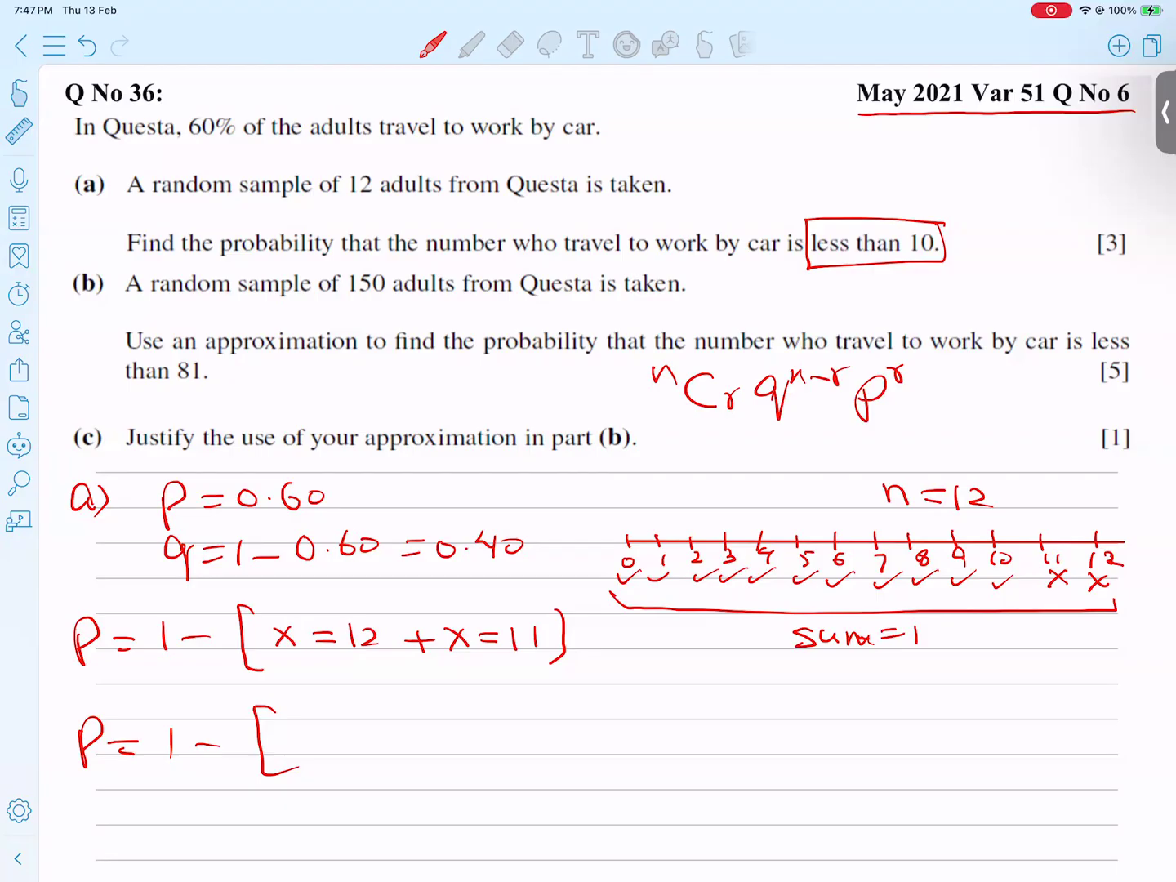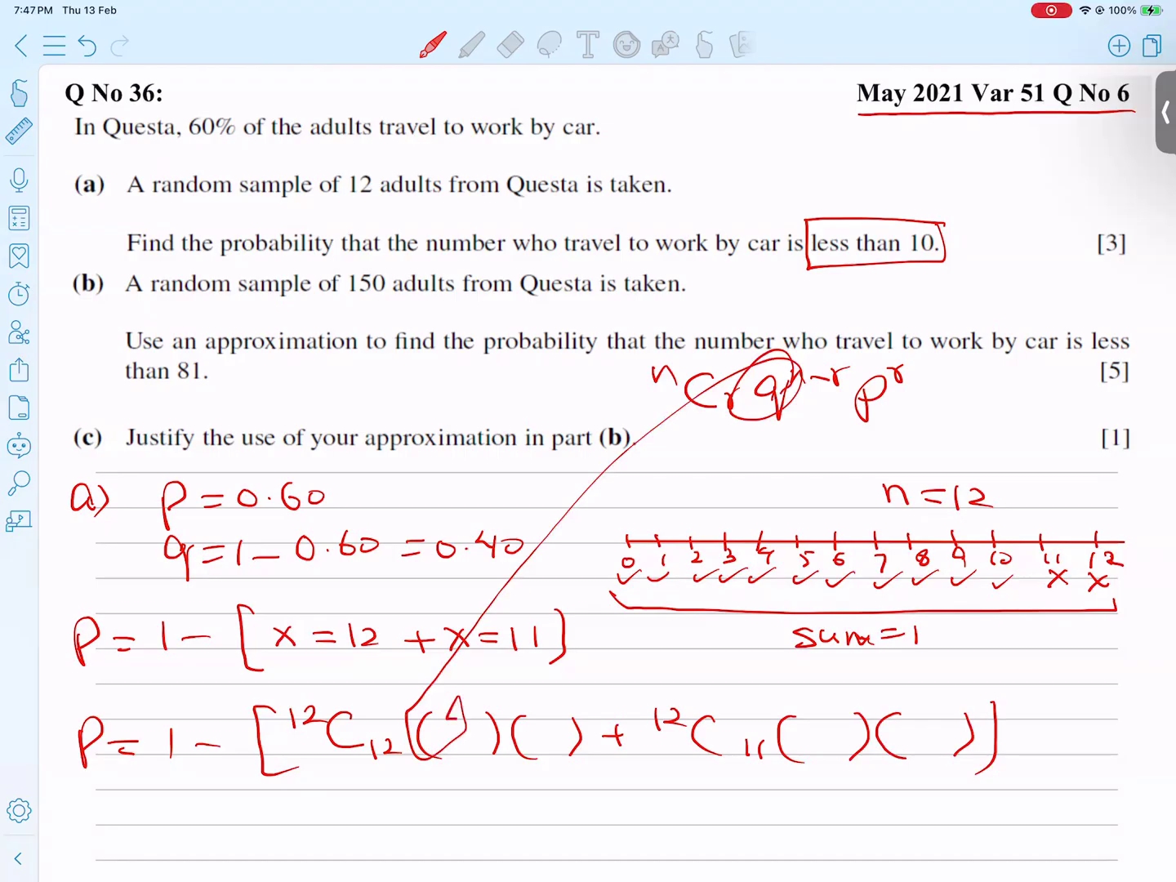So n is 12, and 12C12 in two brackets, then 12C11 and two brackets. In each first bracket we write q, and q is 0.4. So 0.4, second bracket 0.6, 0.4 and 0.6. And the difference of 12 minus 12 comes on the top, and 12 comes directly here, 1, and here 11. And now it's just a matter of typing.